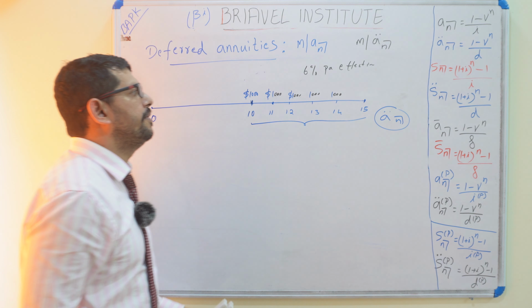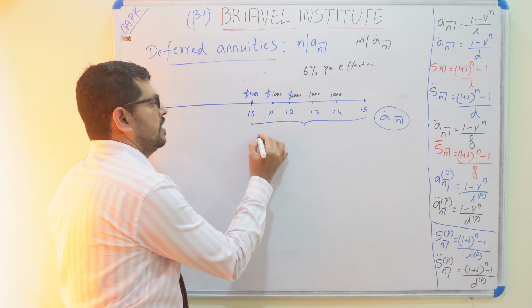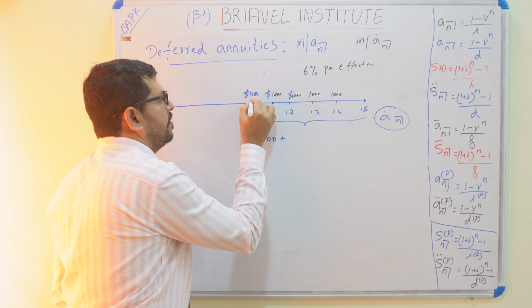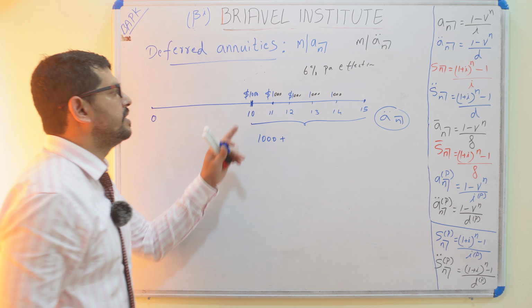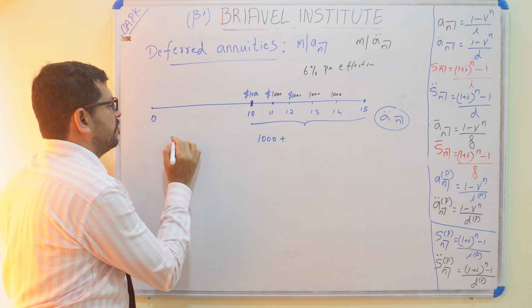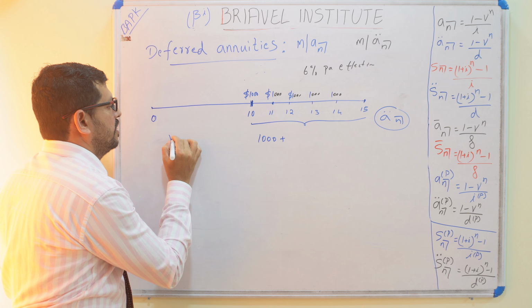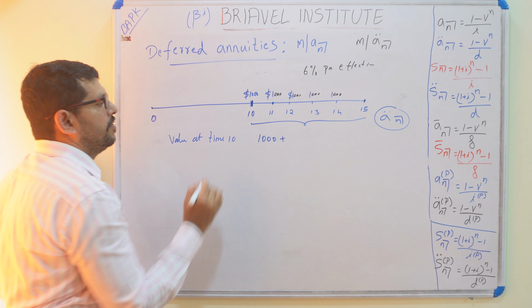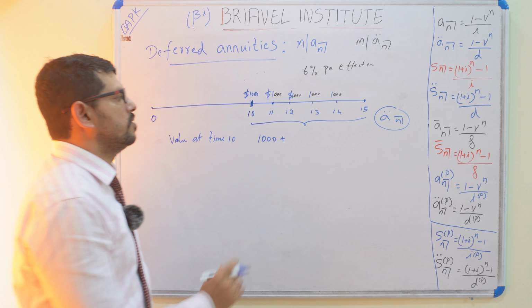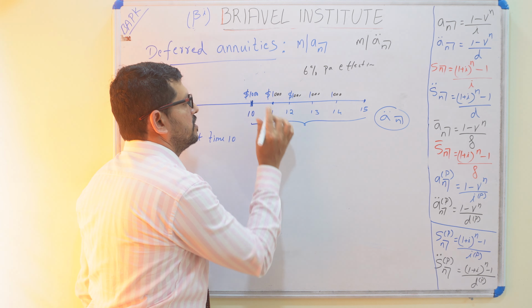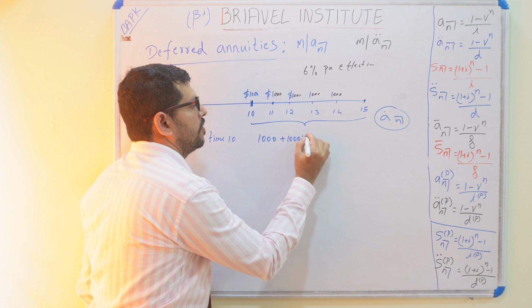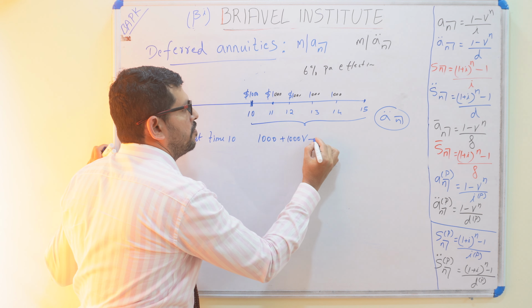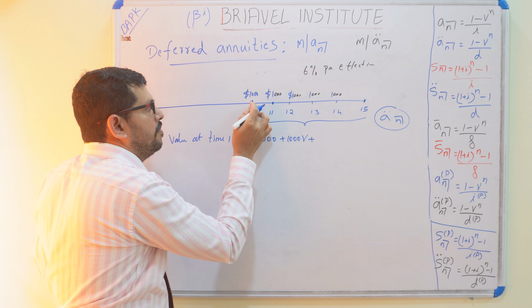How to write a due n? This 1000, up to here. What is the present value? We are going to find out the present value at time 10. So the value at time 10. How to find out the value at time 10? 1000 plus this 1000 we can write as 1000 V. This 1000 is taken to time 10. 1000 V plus this 1000 is taken to time 10.